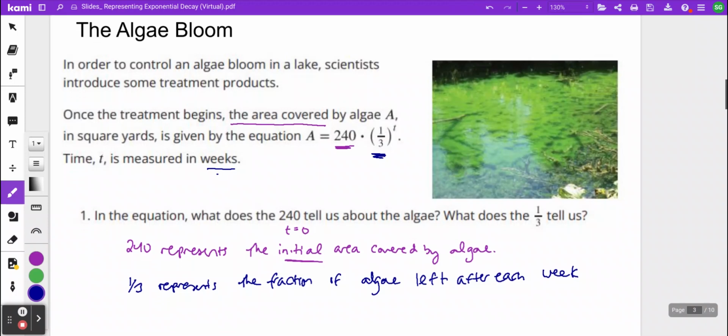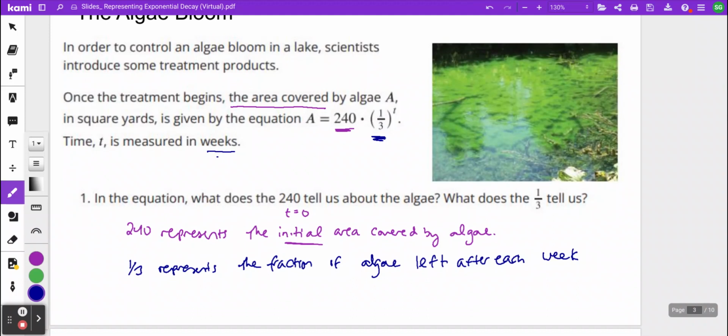Now, you could also have taken this fraction, and we had talked about those two fractions that you can come up with based on a story. If 1/3 is the fraction of algae left, this also tells me that 2/3 of the algae is removed each week. So that's the part that's going away because of the treatment. And so you could use either of those fractions to help you see how that algae amount is changing.